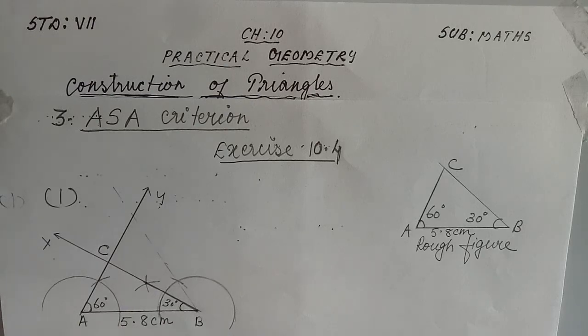Now listen to the steps of construction once again. First point, draw a line segment AB of 5.8 cm. Then construct angle YAB of measurement 60° using compasses and ruler. Then we can construct angle XBA of 30° using compass and ruler. Then AY and BX, they intersect each other at one point, that is C. So triangle ABC is the required triangle.